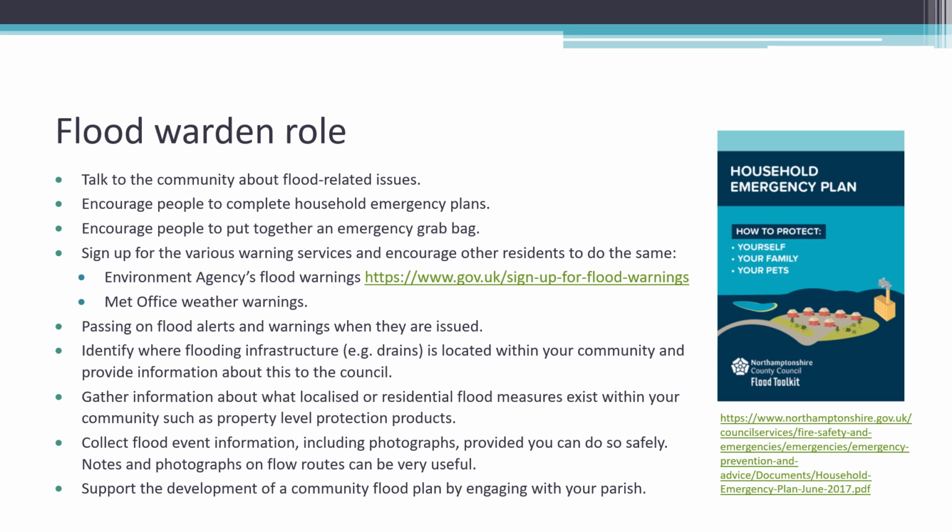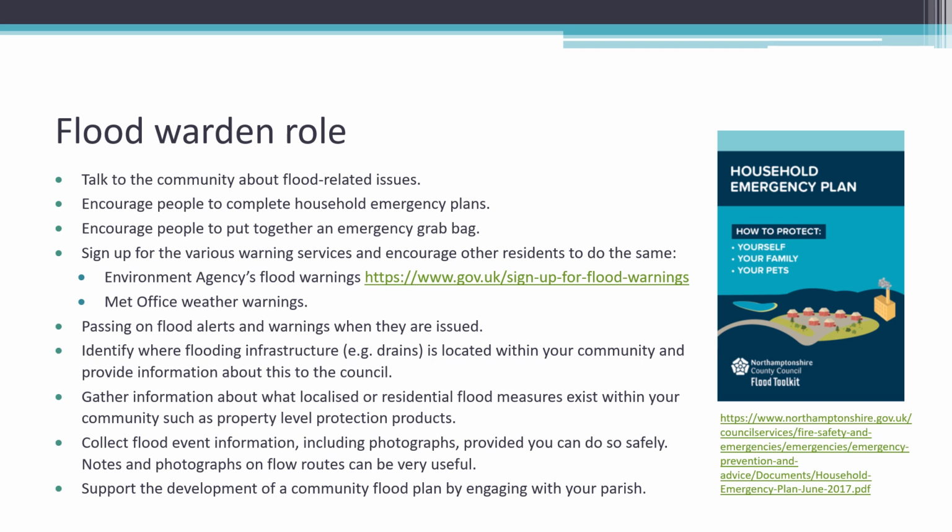Identifying where flooding infrastructure, especially drains, are located within your community. This is particularly useful during a flooding incident as this information can be utilised by the council to improve our response. Please share this information with us via the email address provided on these slides.